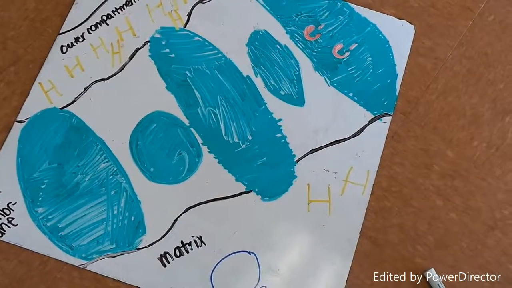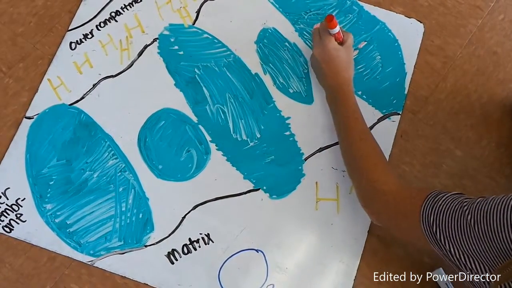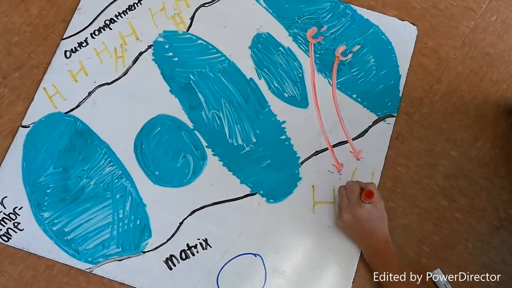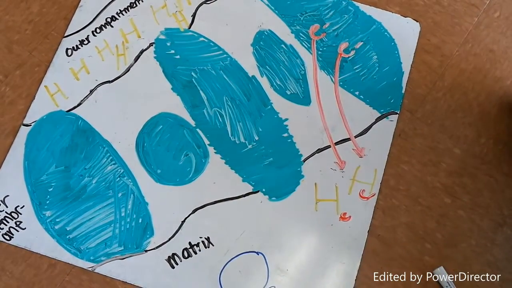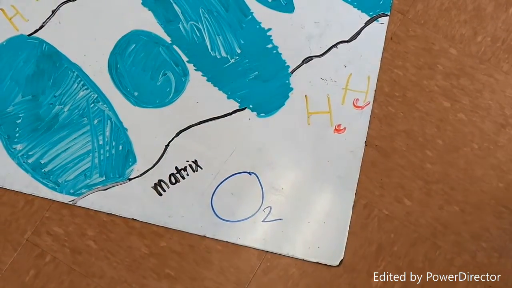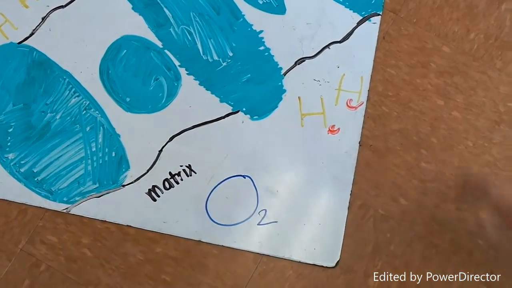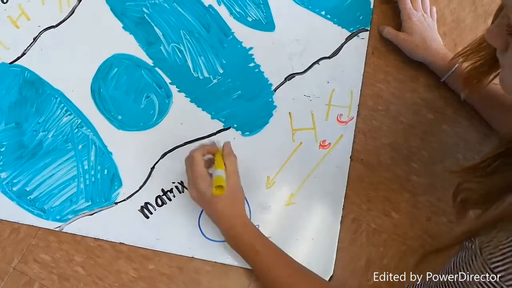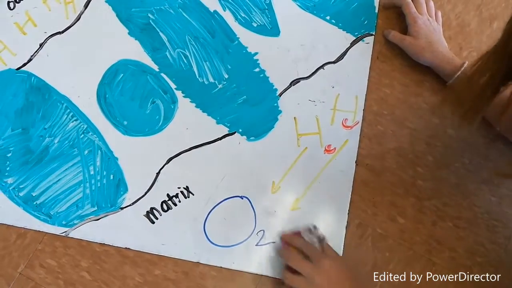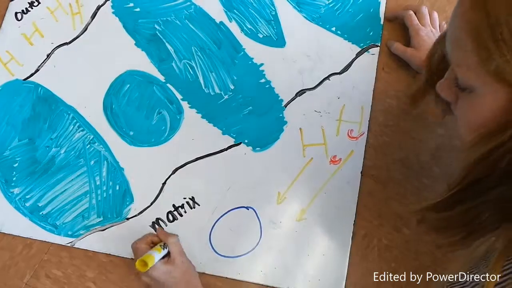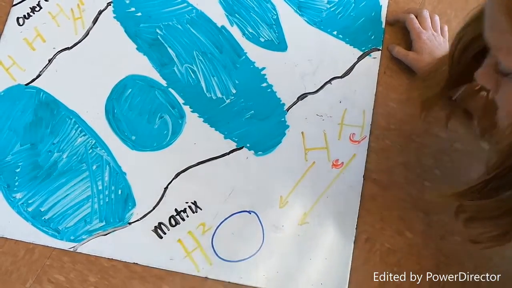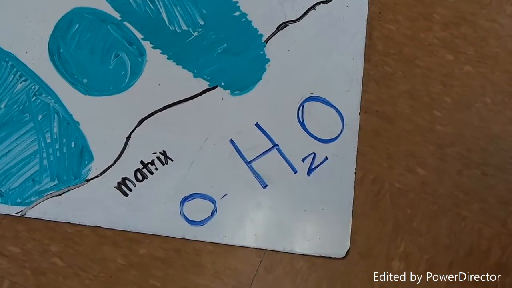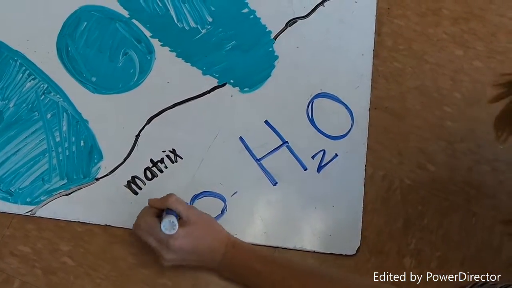The 2 low in energy electrons are accepted by the 2 hydrogen ions. The 2 hydrogen ions combine with 1 oxygen atom, creating H2O. The excess oxygen atoms exit your body when you exhale.